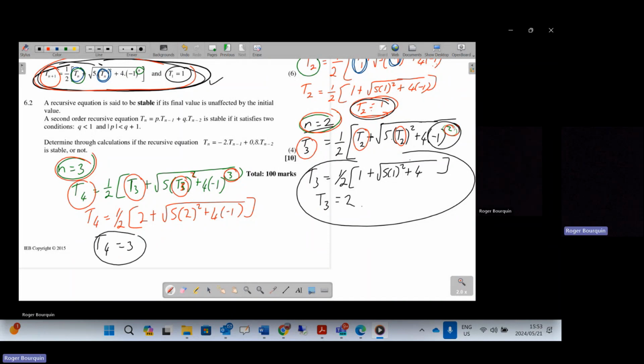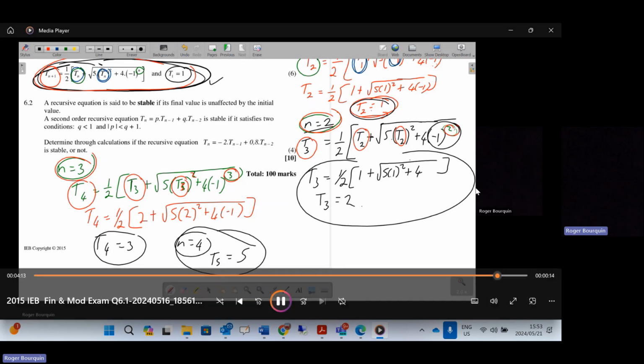And the last one, when n is equal to 4, we're going to end up with term 5 is equal to a half. Replace every n with 4. You're going to follow the same pattern, and you should get term 5 is equal to 5. Okie dokie.